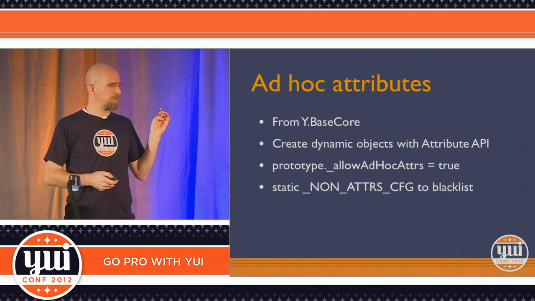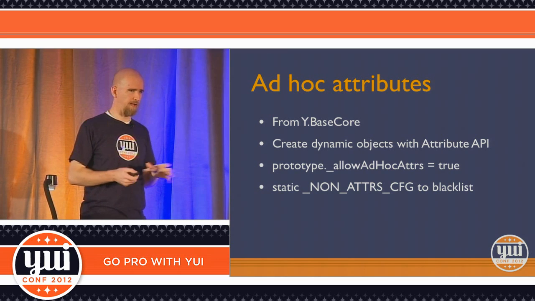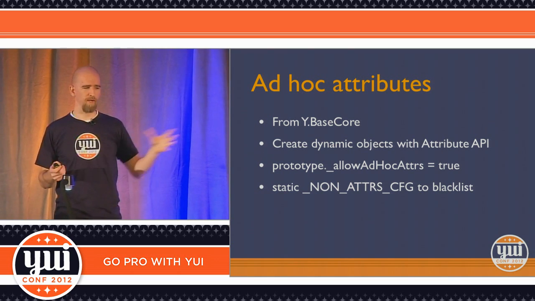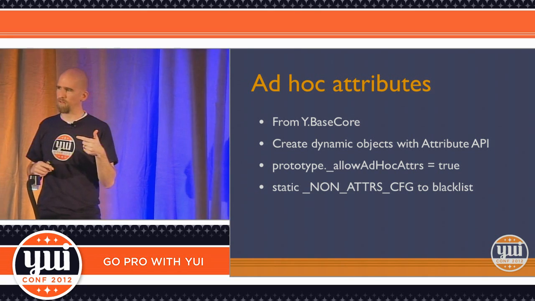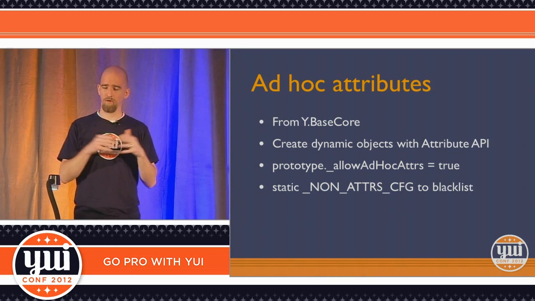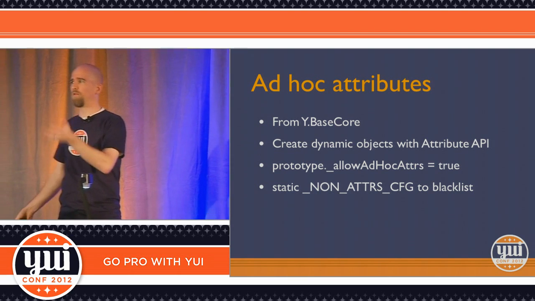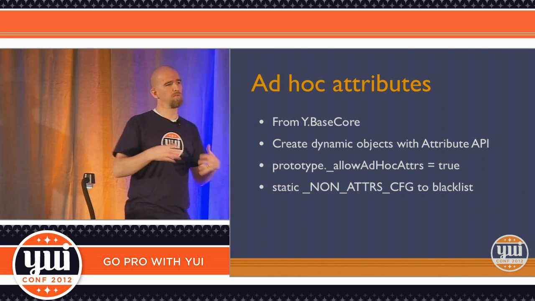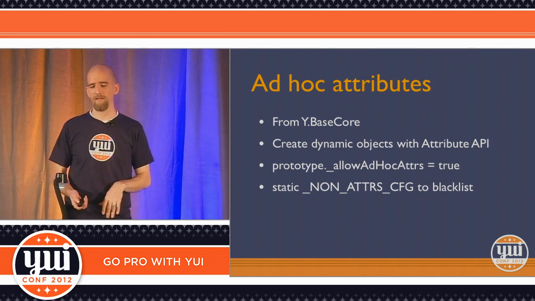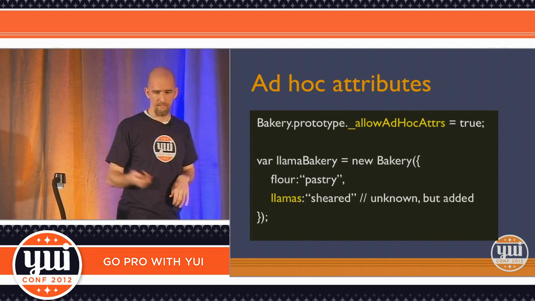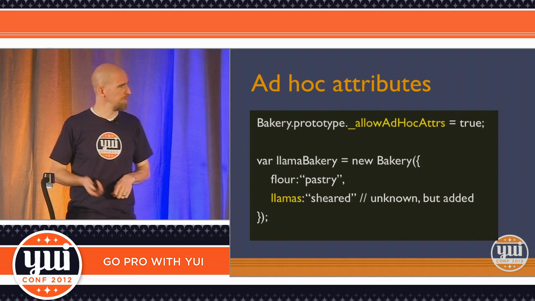So then worth noting about this static configuration, the non-adders config, that's an array of attribute names that you don't want to treat as ad hoc adders. So if you're doing ad hoc adders, then in your constructor or in your initializer, you might look for specific configuration properties in the object that's passed in to say, if I get on, the string on, or a value for on in my config values, that's not an attribute. That's actually a hook into setting up custom event subscriptions. And so if you have some special behaviors that are associated with certain configuration strings that don't represent attributes, then this is a way to blacklist them. All right, so it ends up looking like this. You can set allow ad hoc adders on your class, and then if you want to create a bakery with llamas, then you can do that.